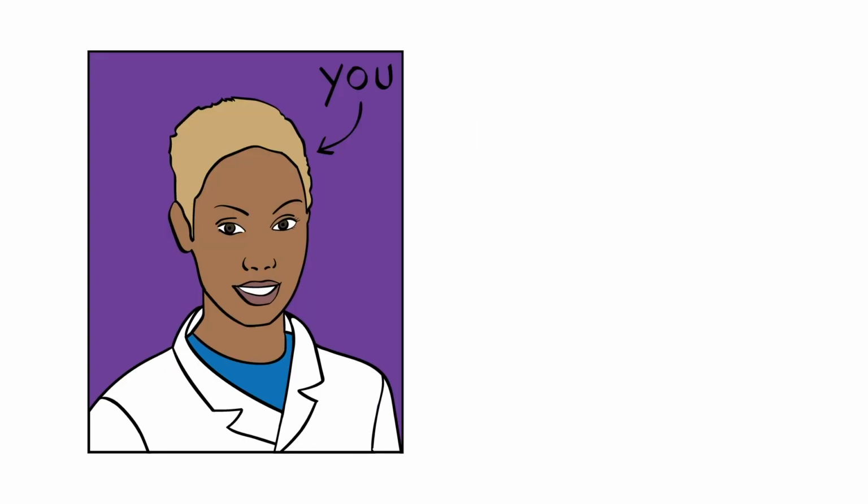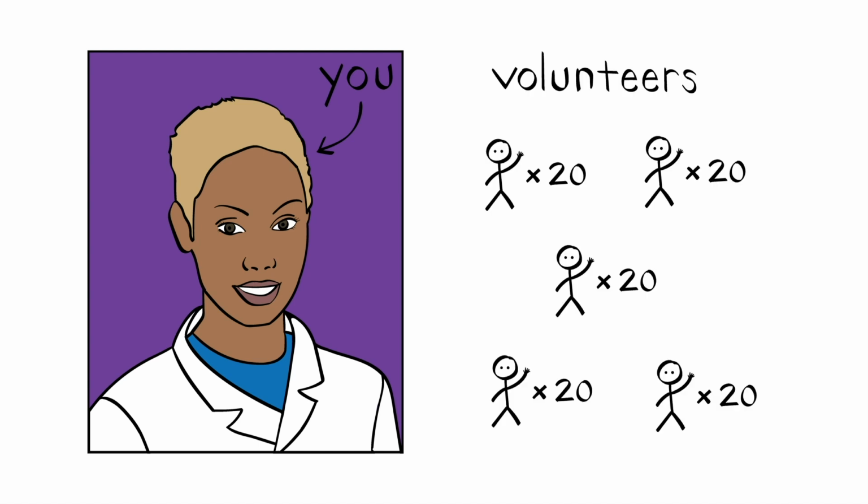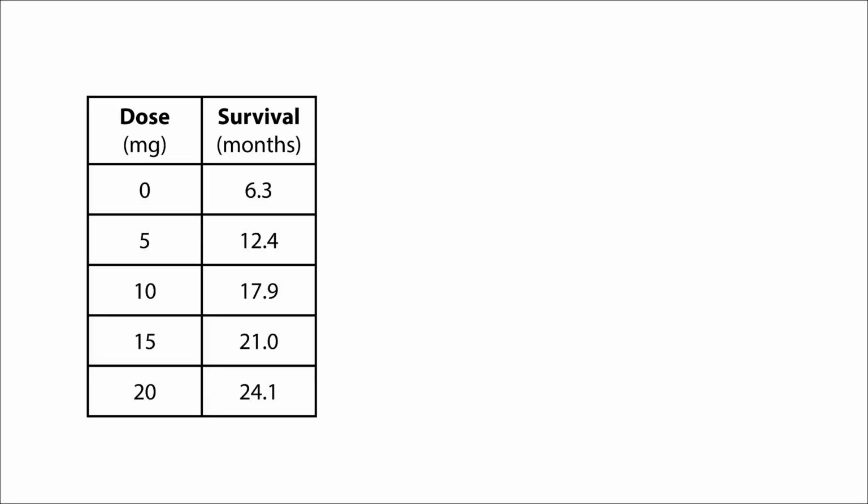For example, imagine that you were helping to run a clinical trial for a new kind of cancer-treating drug. You get 100 volunteers with that cancer for your clinical trial. You divide them up into 5 groups of 20 people, and you give each of those groups a different dose of your new drug. You then record the progression-free survival of each patient. That means the amount of time in months, in this case, that the patient lives with the disease, but it doesn't progress further. Here is a data table showing your results.